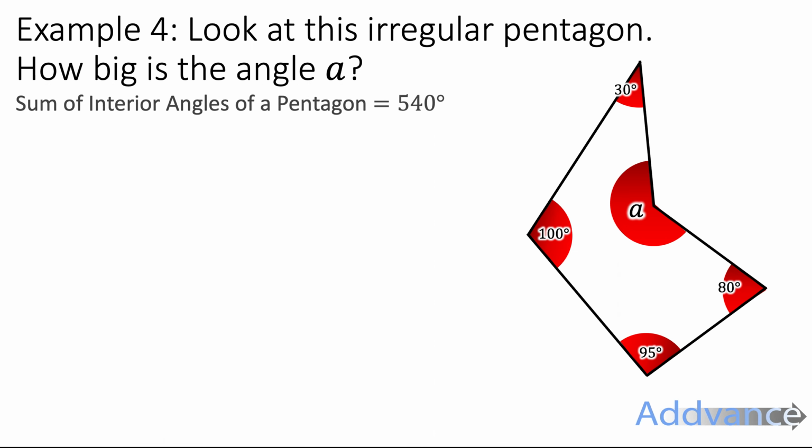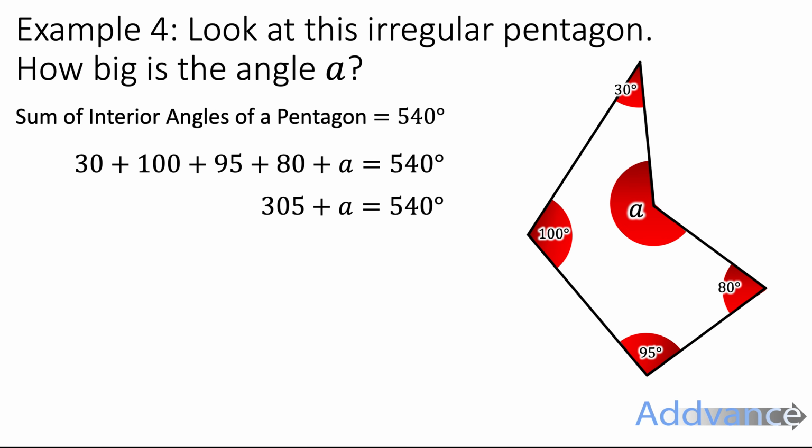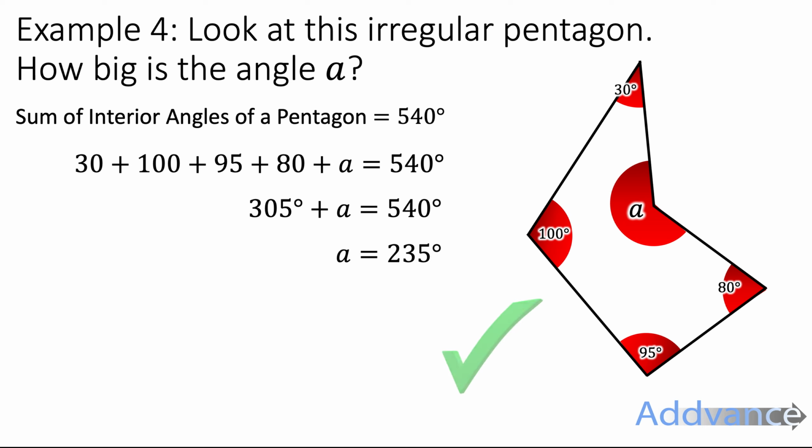And from the previous question, we know that the sum of the interior angles of a pentagon is 540. We worked that out in example 3. And so we can say that all of the angles added together is equal to 540. We can simplify this to say that 305 plus A is 540, and so we subtract 305 from both sides. 540 minus 305 gives us the answer of 235 degrees, and that is the correct answer. Okay?